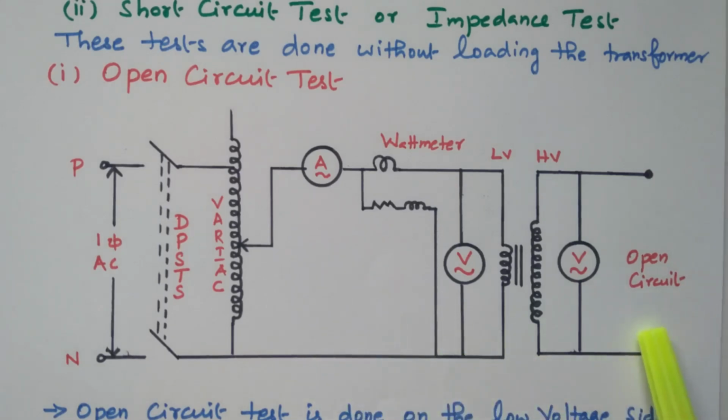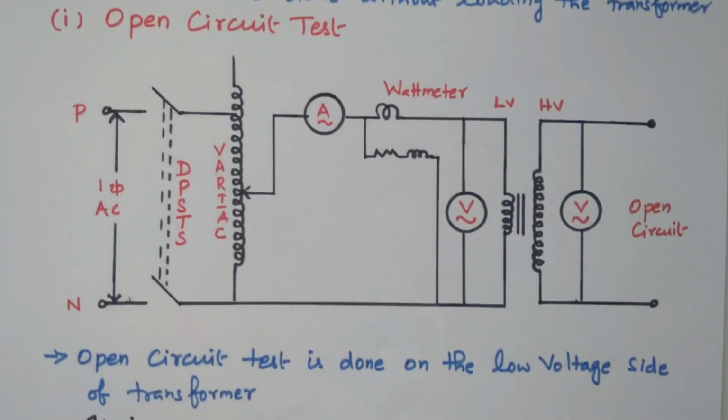I will explain again. The secondary circuit is kept open. The rated primary voltage is given to the primary winding by varying the variac. So this ammeter will read the no load current, the voltmeter reads the rated voltage, and the wattmeter reads the input power. Because of the small current, the power is only due to the iron loss. There is no copper loss. So the wattmeter reading is the power consumed by the iron loss. Now we will see the description.